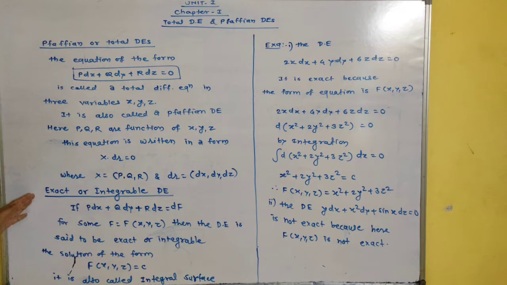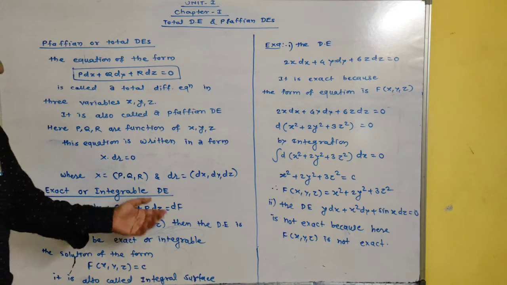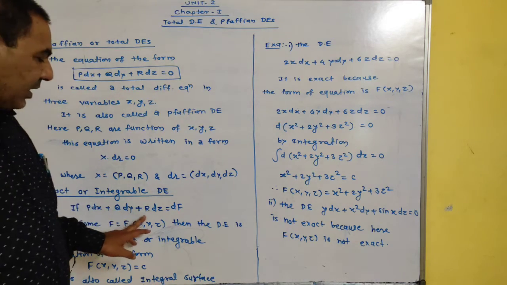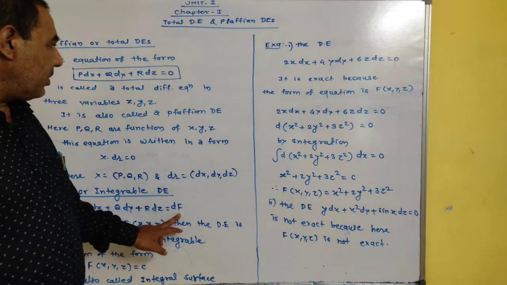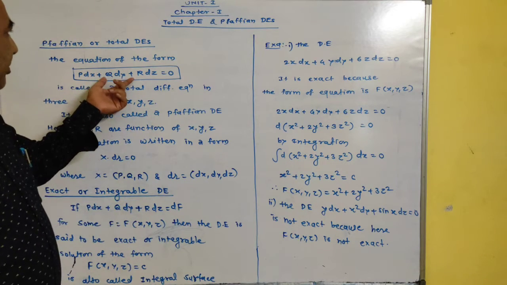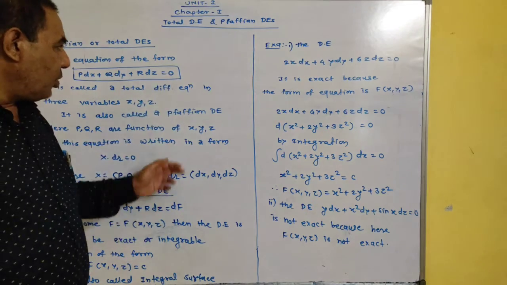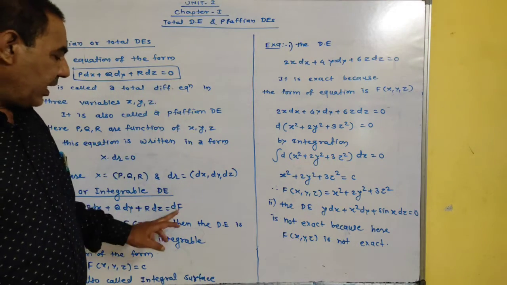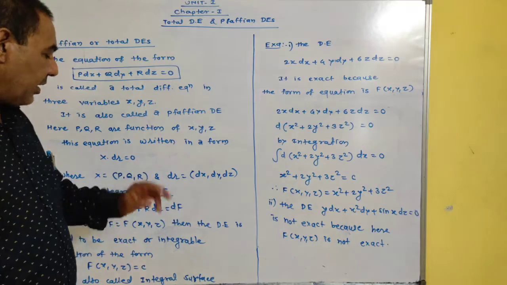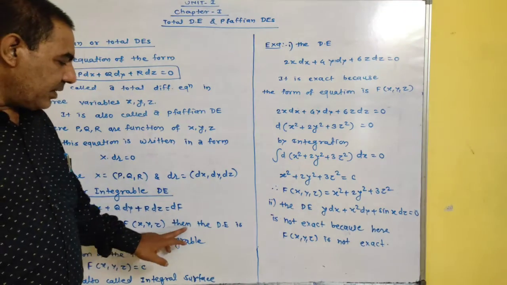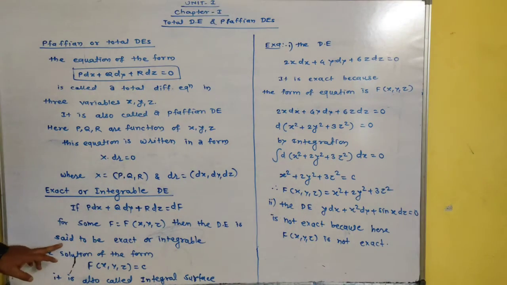Another form of this equation is the exact or integrable differential equation. If P dx plus Q dy plus R dz is equal to df, the equation is the same as the Pfaffian differential equation, but here the right side is df instead of 0, for some f equal to f of x, y, z.